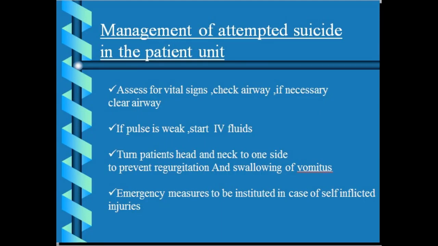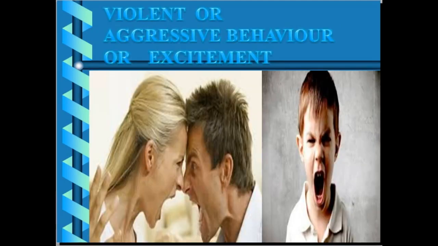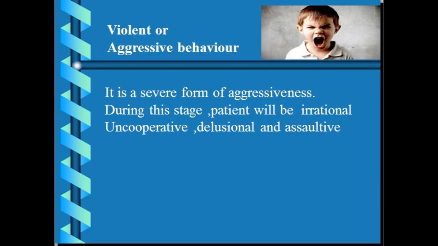Now let's move on to the next psychiatric emergency, that is violent or aggressive behavior or excitement. What is violent or aggressive behavior? It is a severe form of aggressiveness. During this stage, the patient will be irrational, uncooperative, delusional, and assaultive.